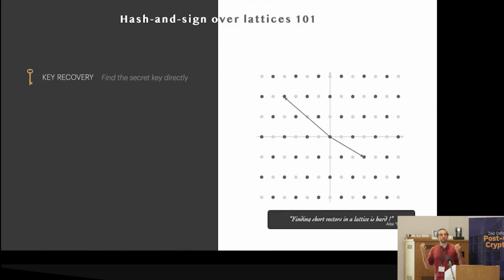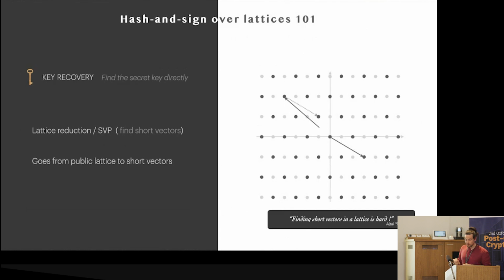Okay, now second thing, you need to be secure against key recovery. Key recovery amounts to starting from the public key and finding the secret key. And if you have that, of course, you're forging, you can do whatever. You're the king of the hill. So basically, it amounts to lattice reduction. I'm starting from an arbitrary basis and I want to find a good basis.